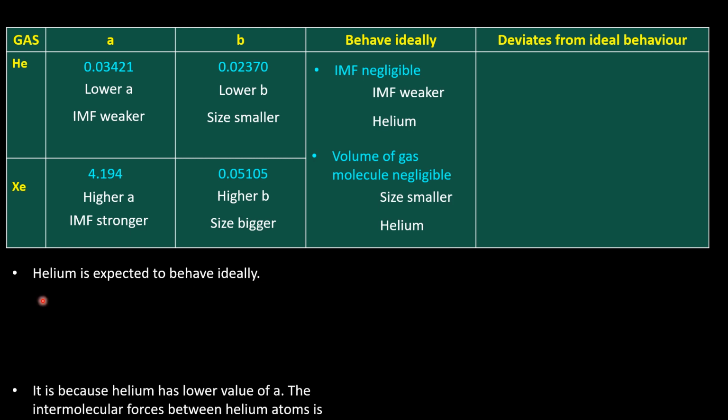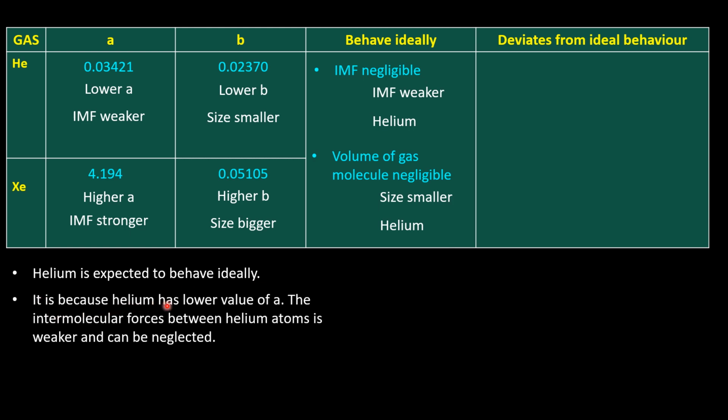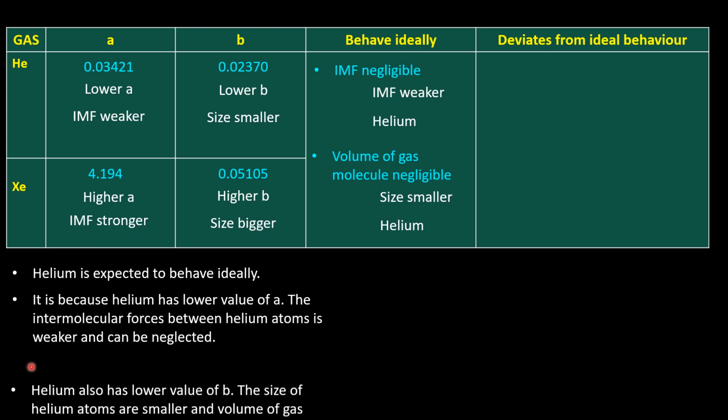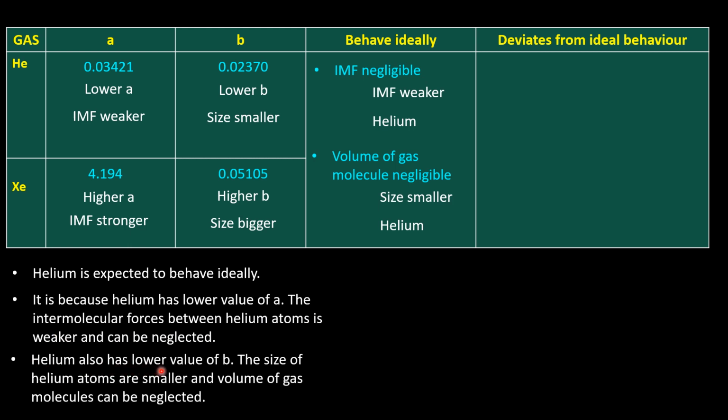Dia ada dua reason. It is because helium has lower value of A. The intermolecular forces between helium atoms is weaker and can be neglected. Helium also has lower value of B. The size of helium atoms are smaller and volume of gas molecules can be neglected. Next, kita akan pilih gas yang deviates from ideal behavior.